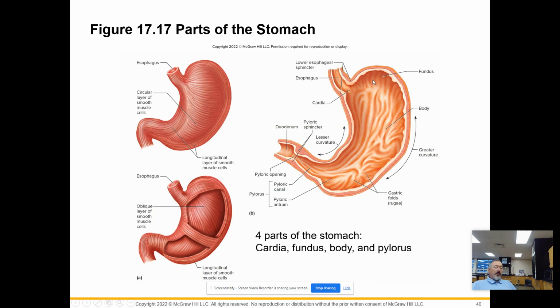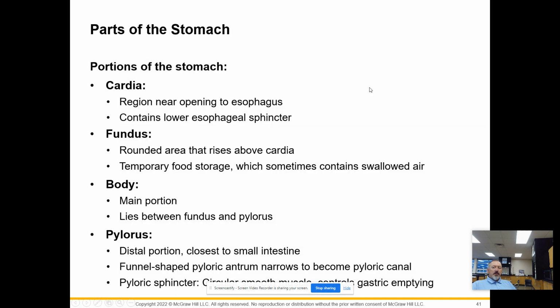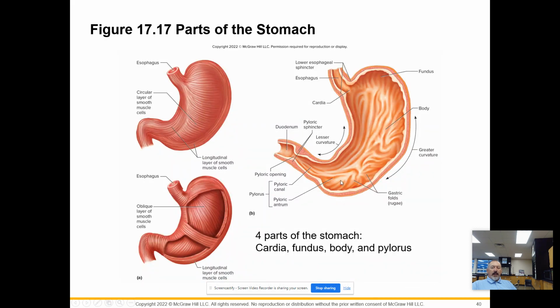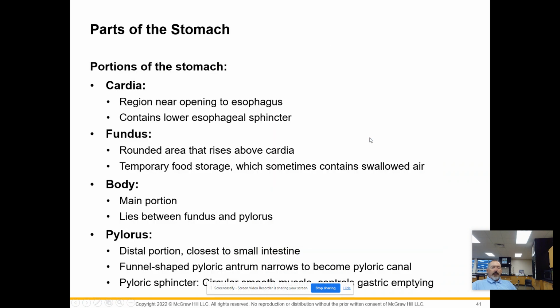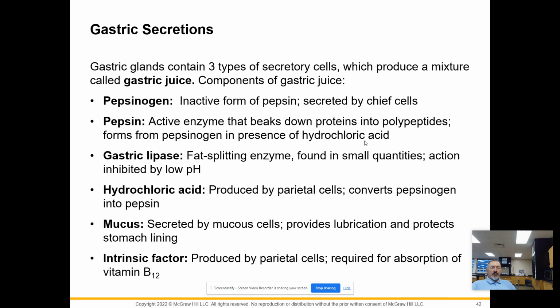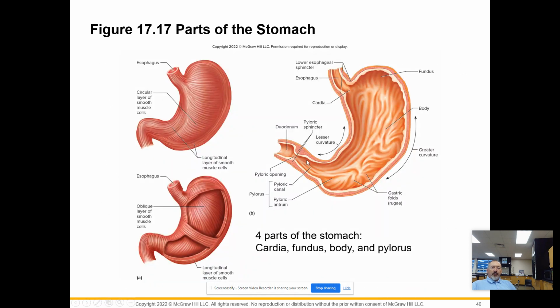Once again, a little bit of air may be here. And so this is temporary storage, if any. All right, the body. This is going to lie below the fundus and above the pylorus. So this is the body of the stomach. And the pylorus, this is going to be the distal portion closest to the small intestine. And so you're going to get the pylorus here.